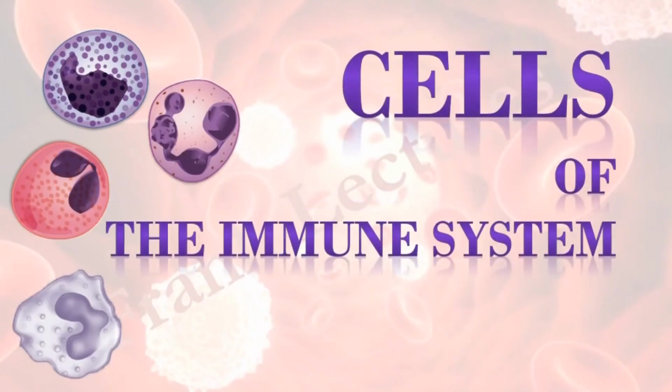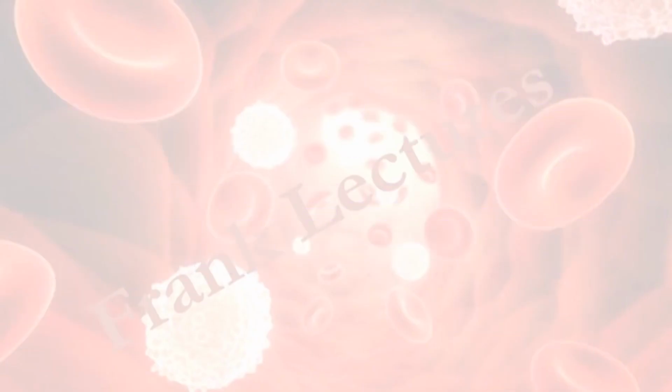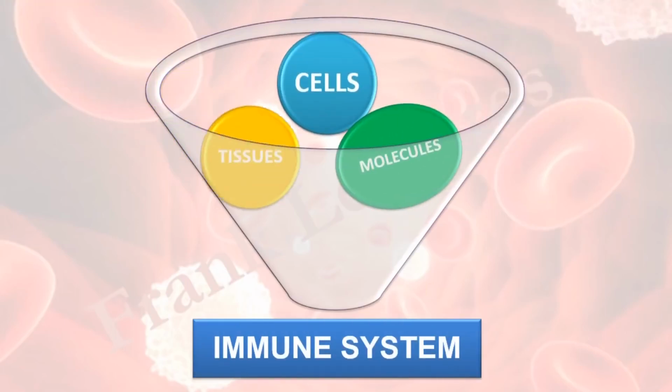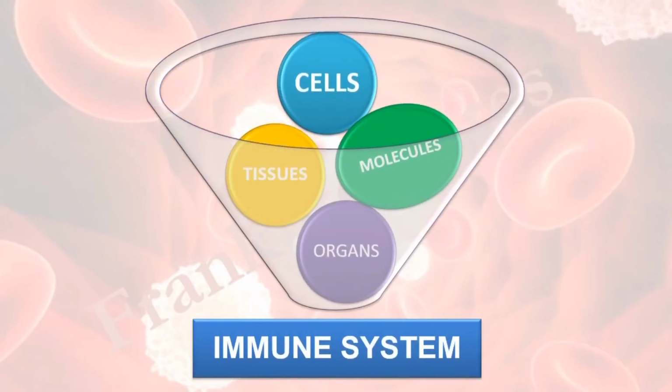Cells of the immune system. Part 1. Recall that our immune system is the collection of cells, molecules, tissues and organs. Let us now study cells of the immune system.